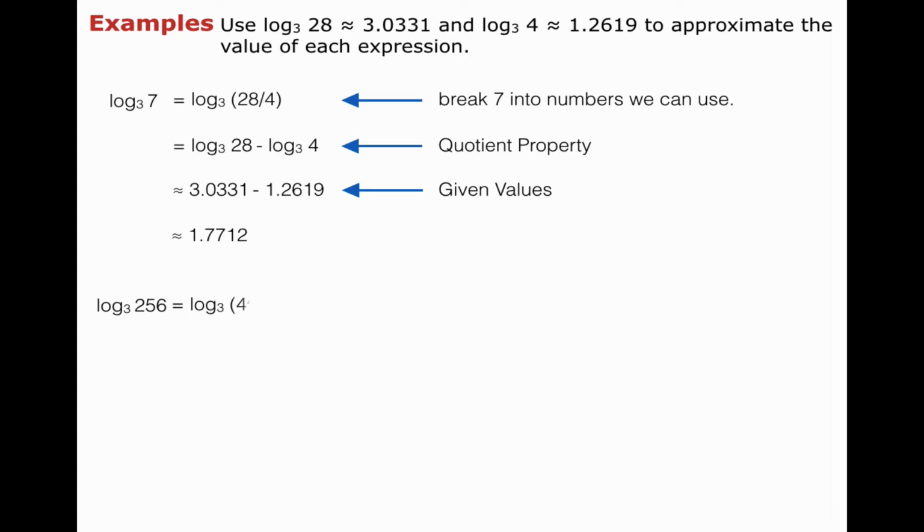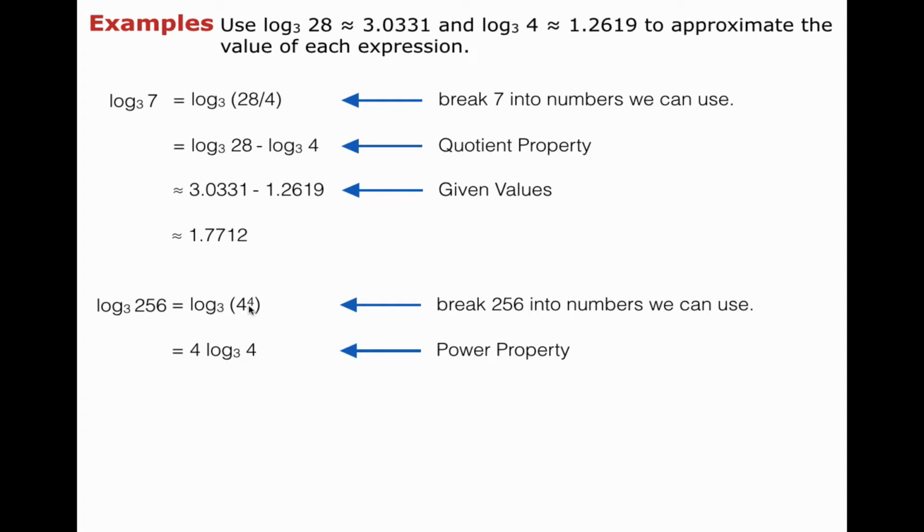All right, how about this one? We are given log base 3 of 256, and we can write 256 as 4 to the 4th. And our power property says that we can bring that exponent to the front, make it a factor, and multiply the log base 3 of 4 times 4. Now we can just replace what we have, and we get approximately 5.0476.